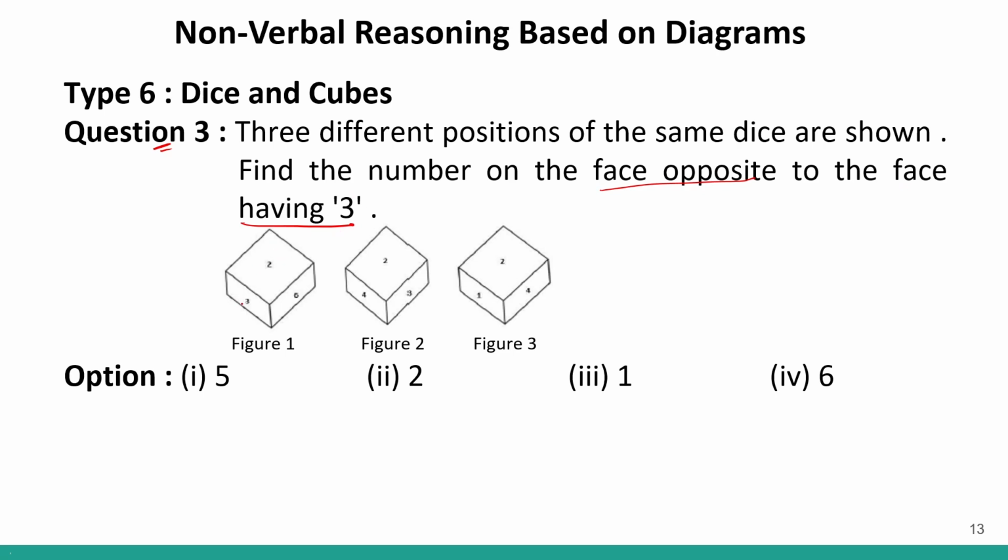Over here we have 3, 2 and 6. So how many numbers are there? 1, 2, 3, 4, 5, 6, and we have to find the number opposite to 3. 2 and 6 are adjacent to 3, so I can simply eliminate 2 and 6.